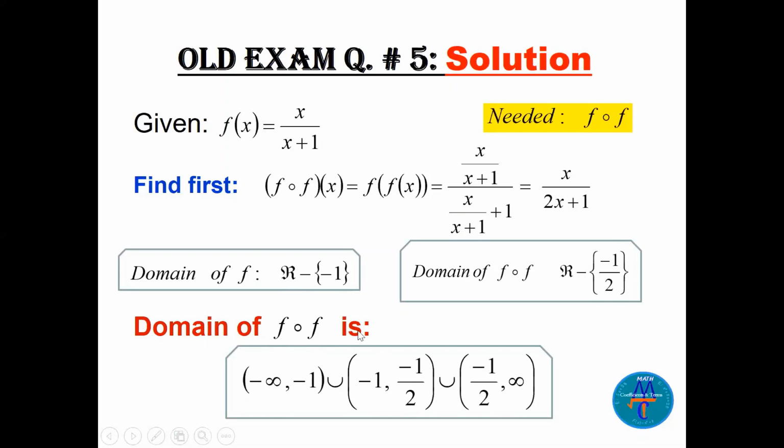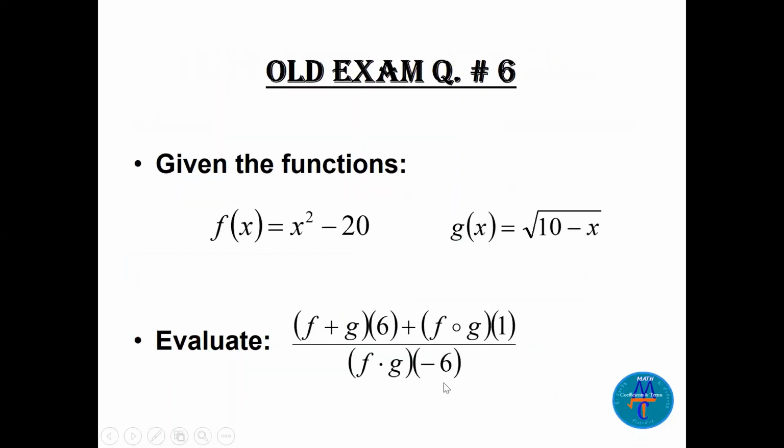So when you draw the intersection, you get minus infinity to minus 1, then minus 1 to minus half, union minus half to infinity. Here is a simple question, normal standard. f of x is x squared minus 20. g of x is equal to square root of 10 minus x. Let's find all these images: f plus g of 6, f circle g of 1, f times g of minus 6.